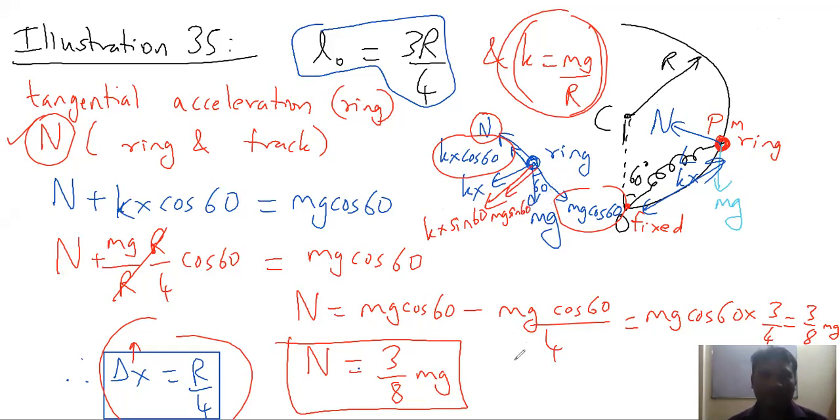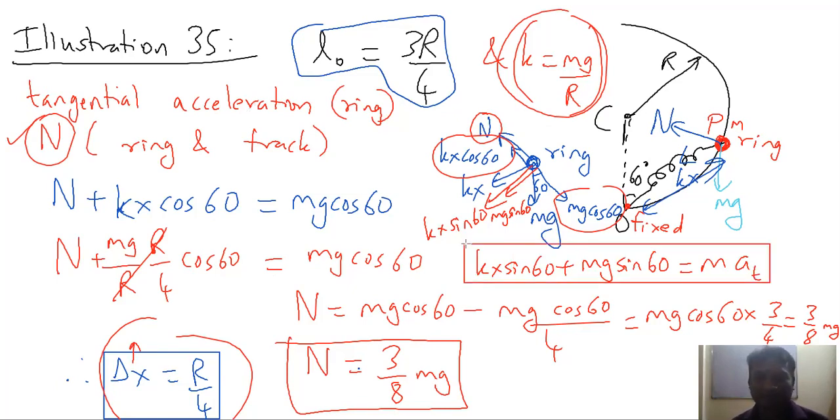So our equation for tangential acceleration will come out to be, by Newton's law, kx sin 60 plus mg sin 60 is equal to mass into tangential acceleration.